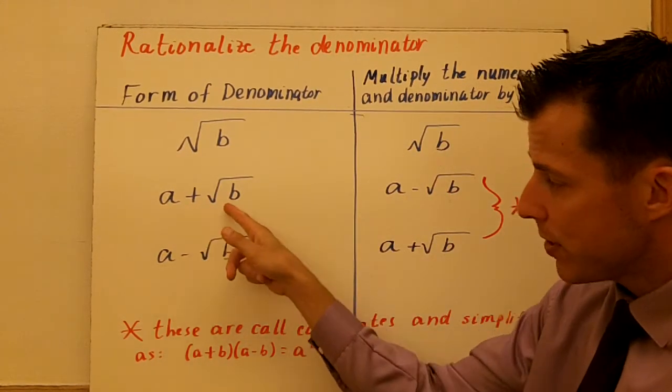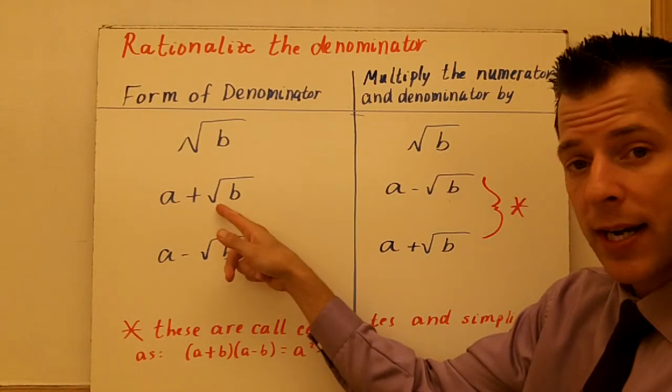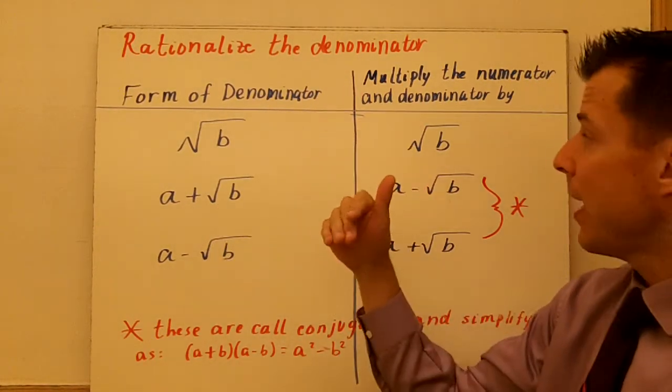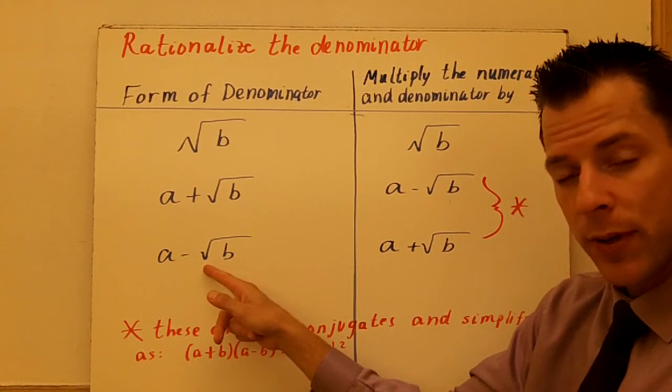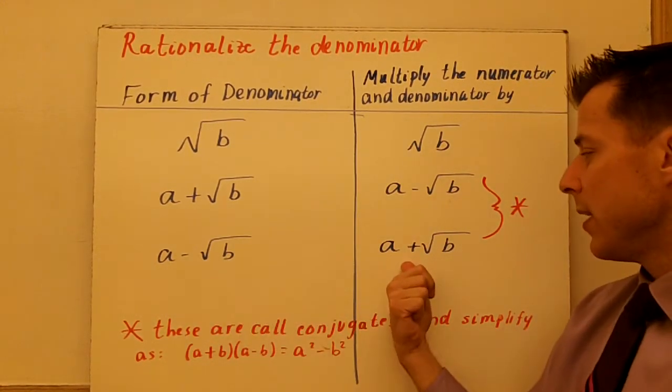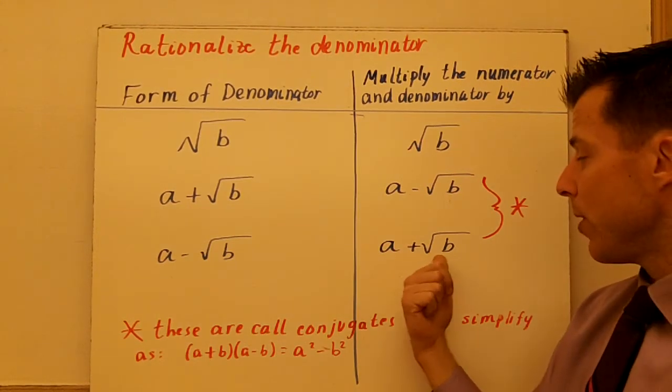If I see a plus root b in the denominator, I'm going to multiply the top and the bottom by a minus root b. And if I see a minus root b in the denominator, I'm going to multiply the numerator and denominator by a plus root b.